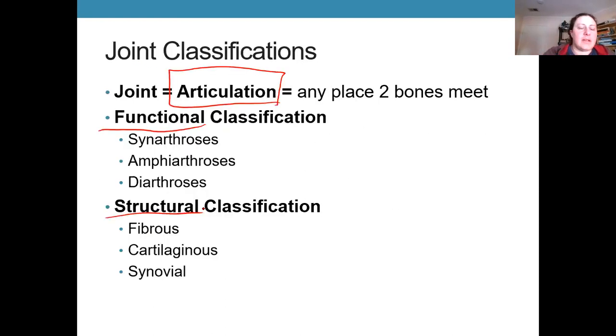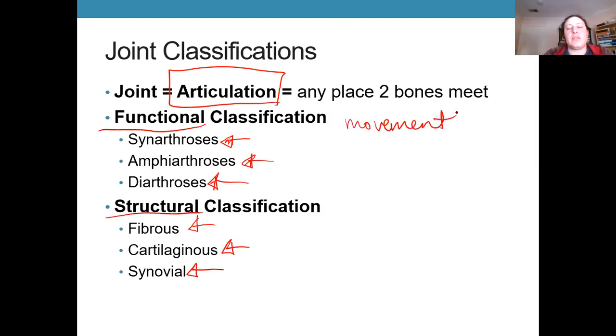So the three functional ones are a Synarthrosis, Amphiarthrosis, and Diarthrosis. And then the structural classifications are fibrous, cartilaginous, and synovial. So in this case, functional means how much movement is possible between the two bones. And the structural classification is based on the type of tissue that connects the bones.